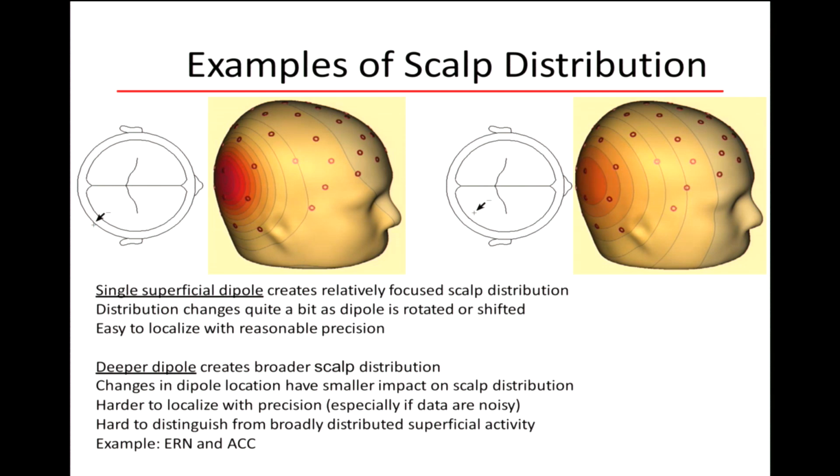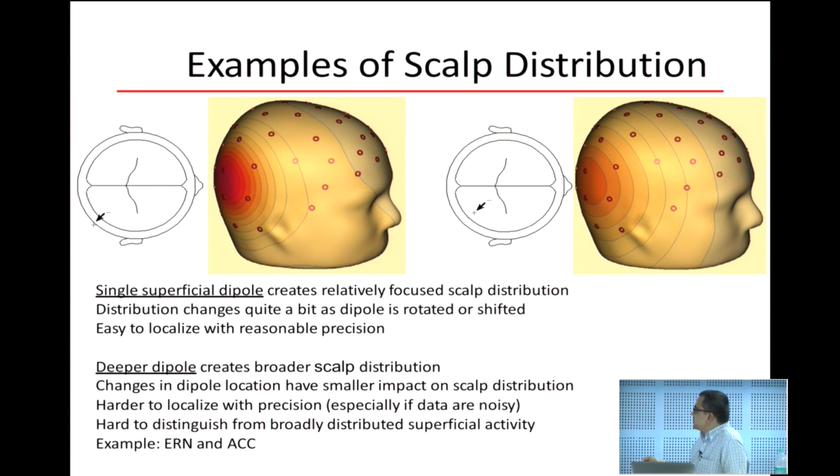Take an example of scalp distributions. If you place a single superficial dipole here, the scalp distribution is usually quite focused. It can change a bit if the dipole is either rotated or shifted.